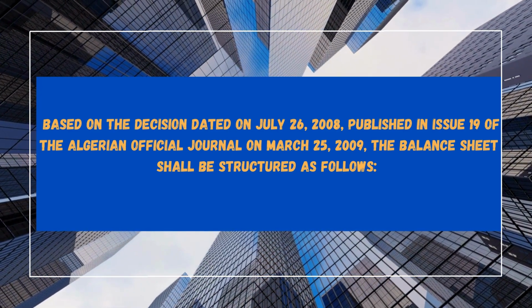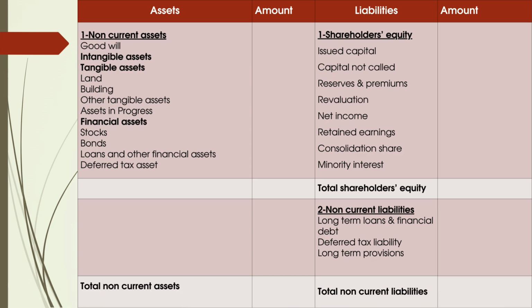As you see here, this table represents the balance sheet. The right side of this table represents the liabilities, and the left side represents all the elements of assets. On the assets side, we have the non-current assets and the current assets, and on the side of liabilities we have the shareholders' equity, non-current liabilities, and current liabilities.